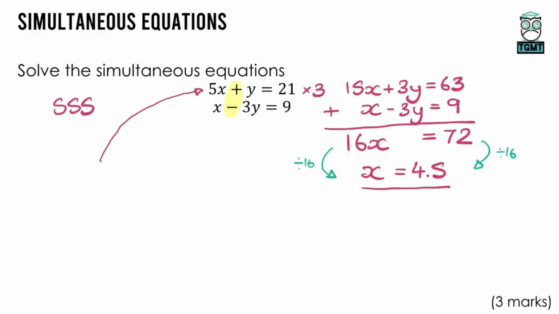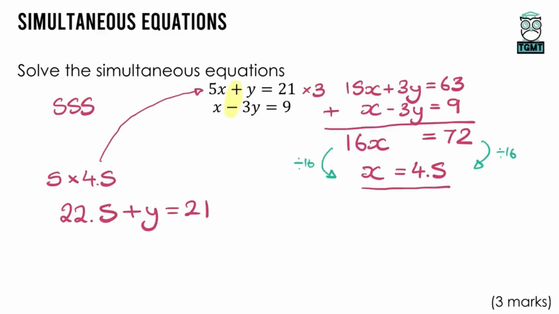So 5x means 5 times x, which is 5 times 4.5. Again, we can do this on the calculator, so we don't need to worry about the fact that we've got some different or decimal type numbers. That gives us 22.5, and then we'll write the rest of the equation. Plus y is equal to 21.